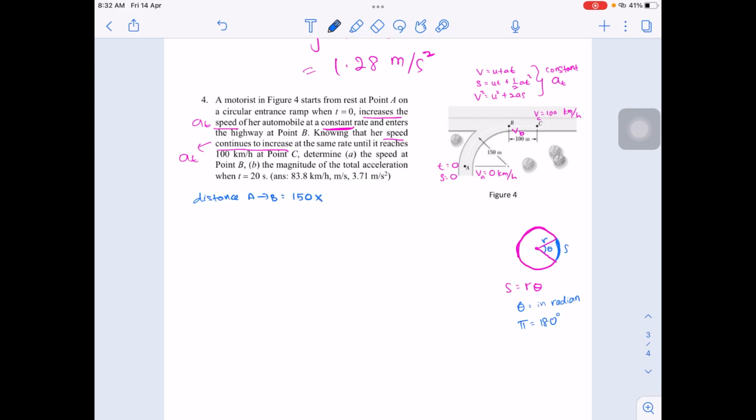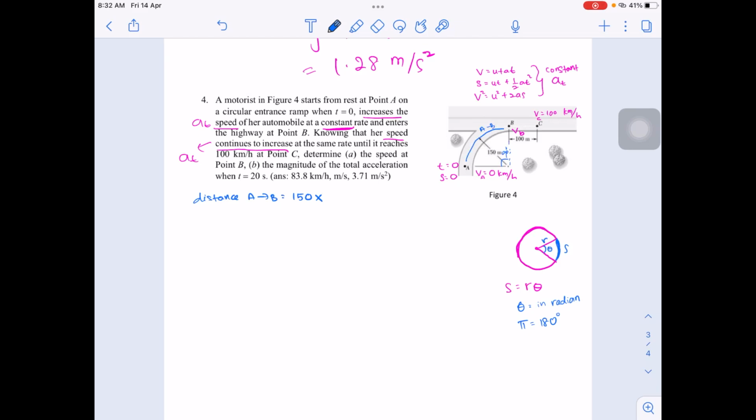What is the angle from A to B? 45 degree? 90 degree, kan? From A to B, this one is 90 degree, and this one is 90 degree. So the distance S AB, what is the value, times 90 degree.